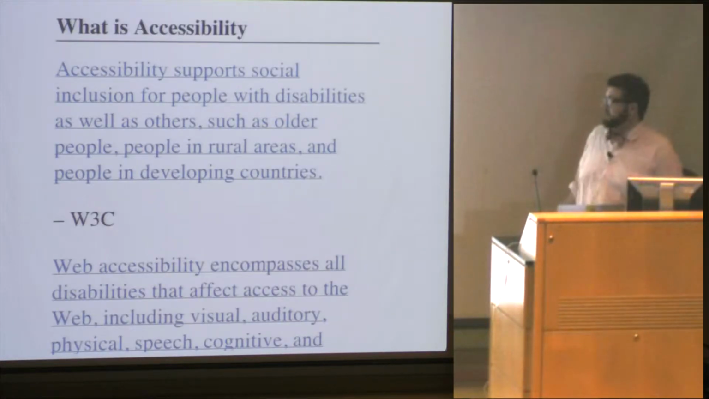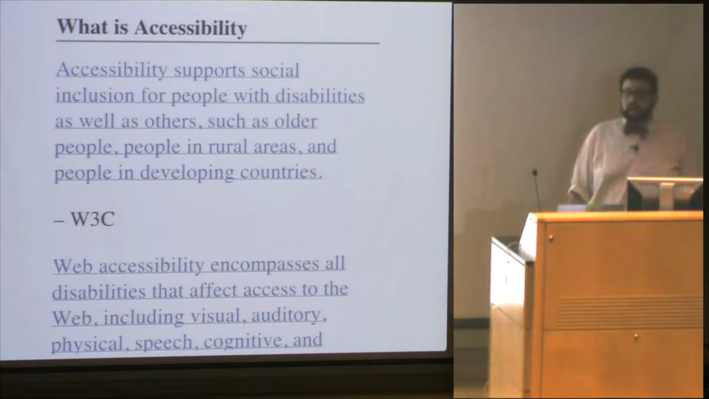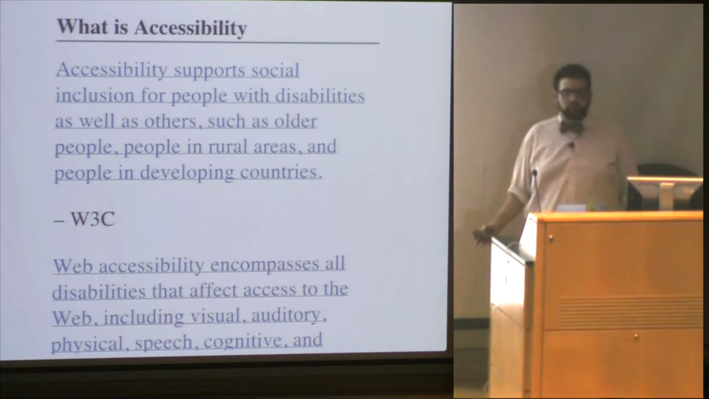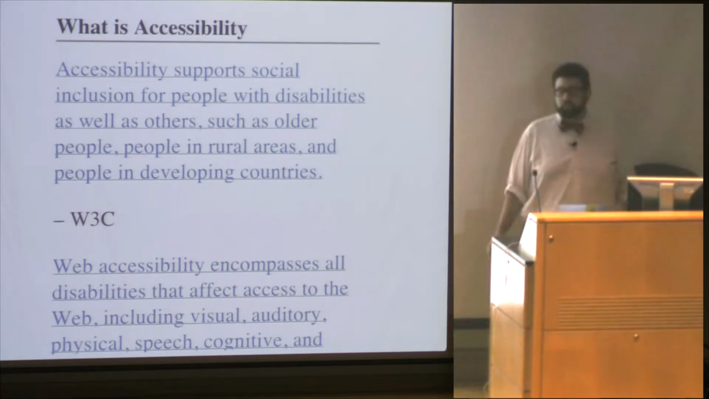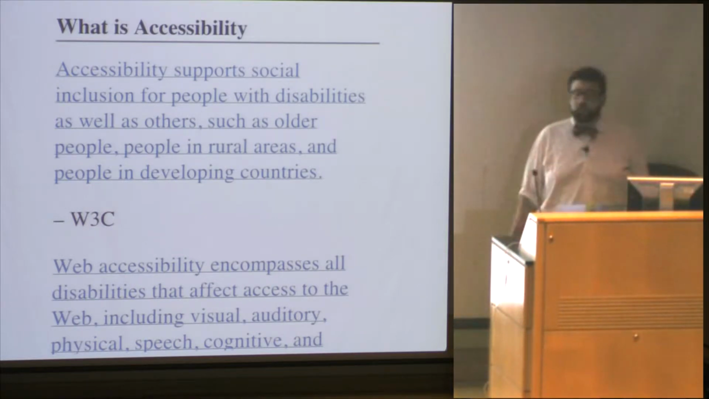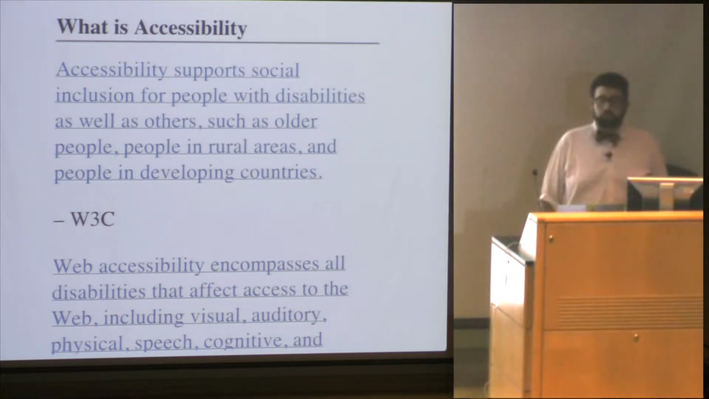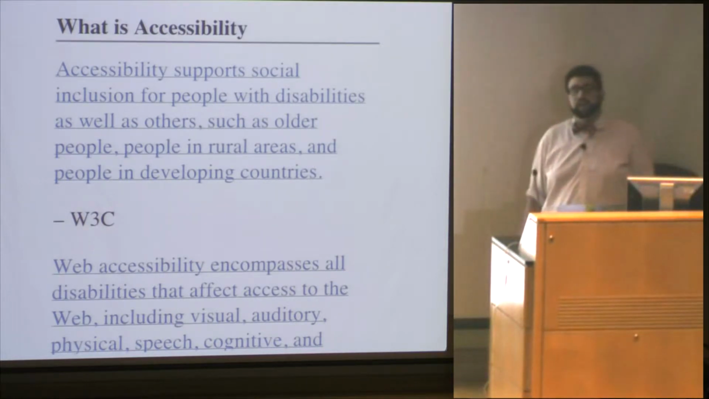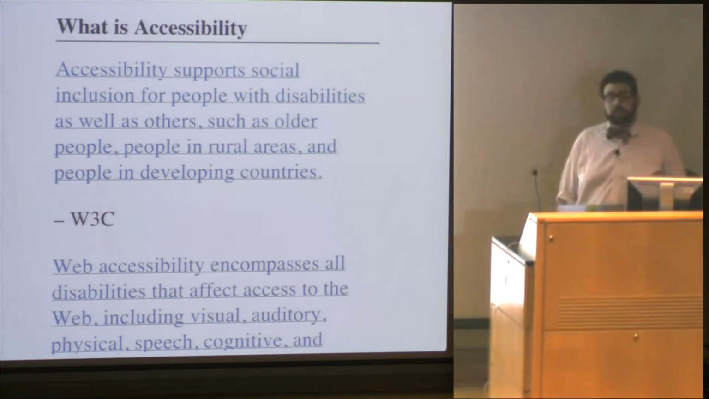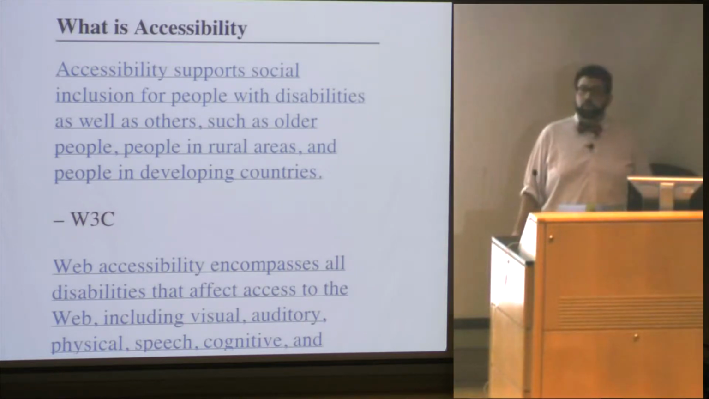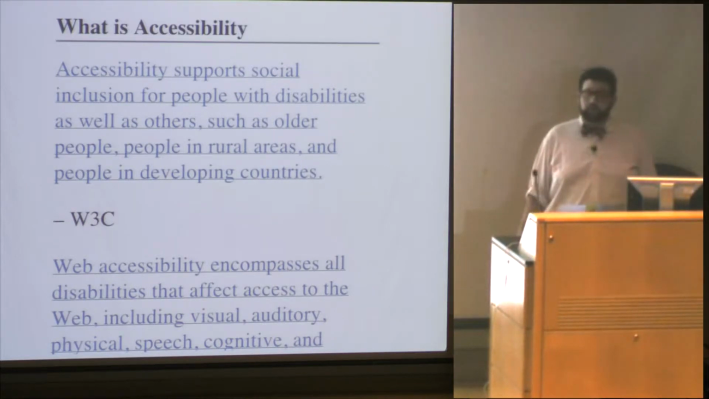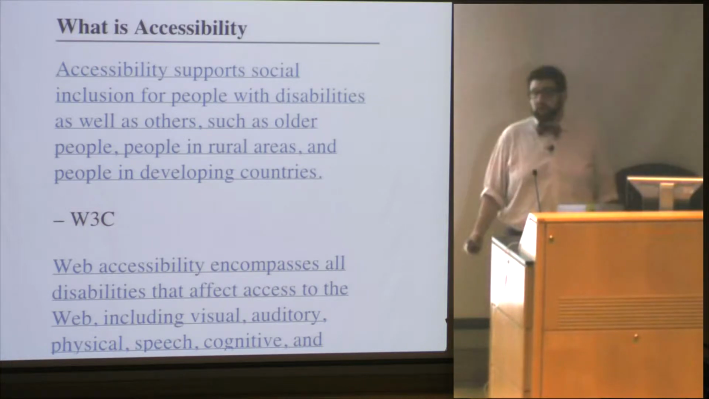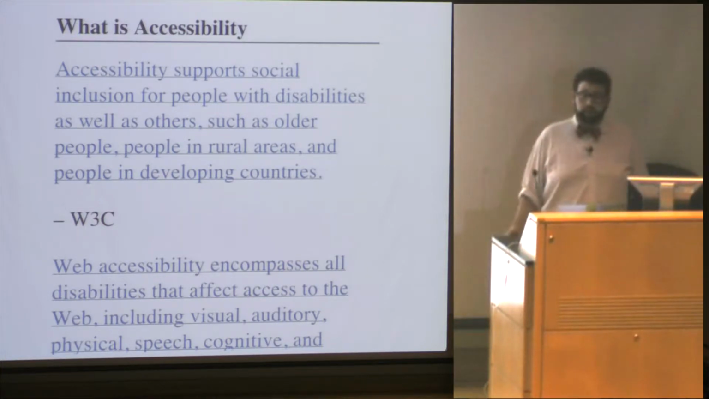So to start, we need to ask ourselves, what is accessibility? I'm using this quote from the W3C to define it, mainly that accessibility supports social inclusion for people with disabilities as well as others, such as older people, people in rural areas, and people in developing countries. That's something important for people to understand: accessibility is not about making a site more usable for someone that has a visual impairment, such as being blind. It's about many things. It's about really opening up your website and your product towards more people, towards everyone.